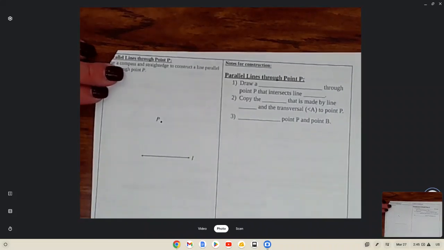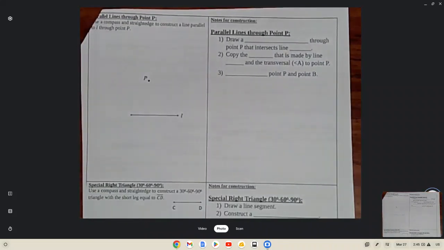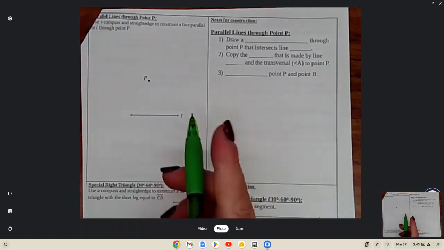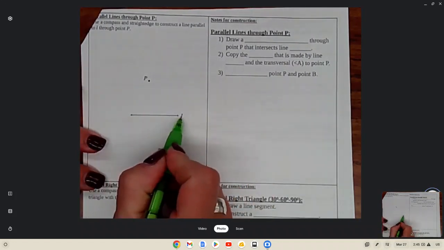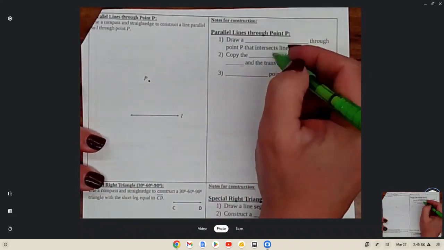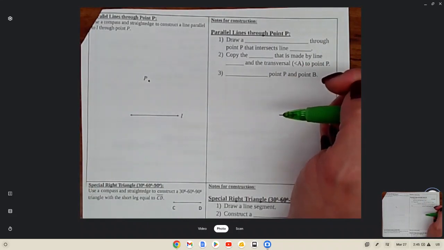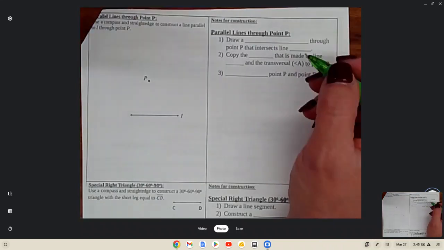We're starting with parallel lines through point P today. Okay. So you can see there's a line L and a point P. So remember on the right side, this is where we write in the directions so that later when you want to reference and review with yourself how to do this, those steps are just there for you.